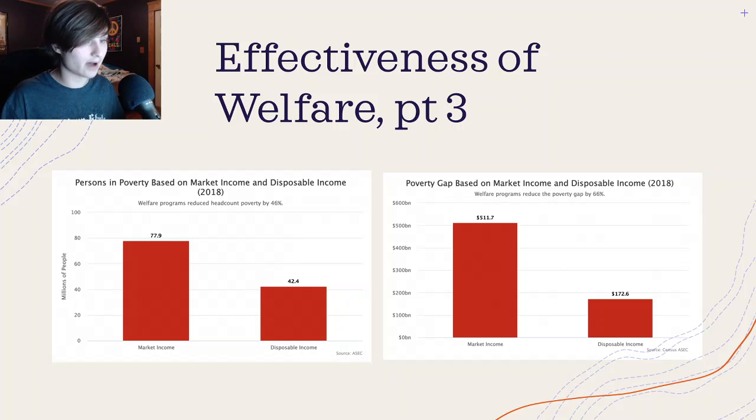If we look at the poverty gap based on market income and disposable income, the poverty gap being how much money, in the aggregate, people below the poverty line are making below the poverty line. The poverty gap in terms of market income is $511.7 billion. The poverty gap in terms of disposable income is $172.6 billion. So not only is welfare effective at decreasing poverty, but even for the people who it doesn't bring above the poverty line, it does significant good in bettering their circumstance within the poverty line.